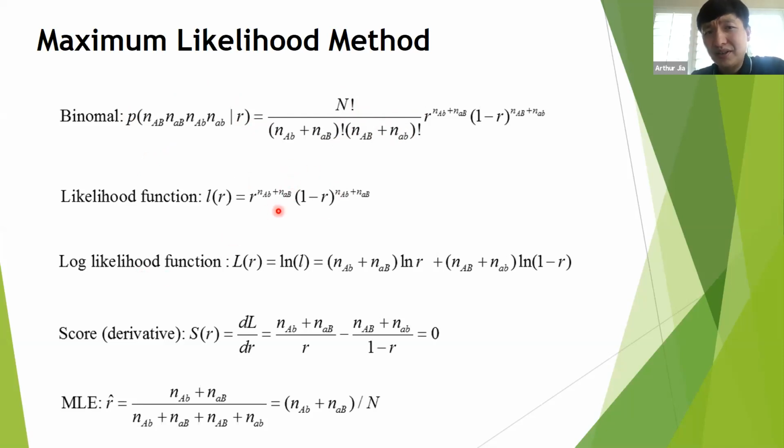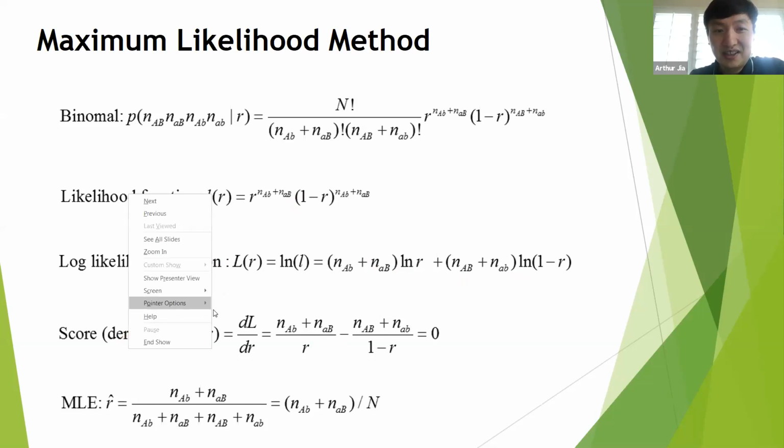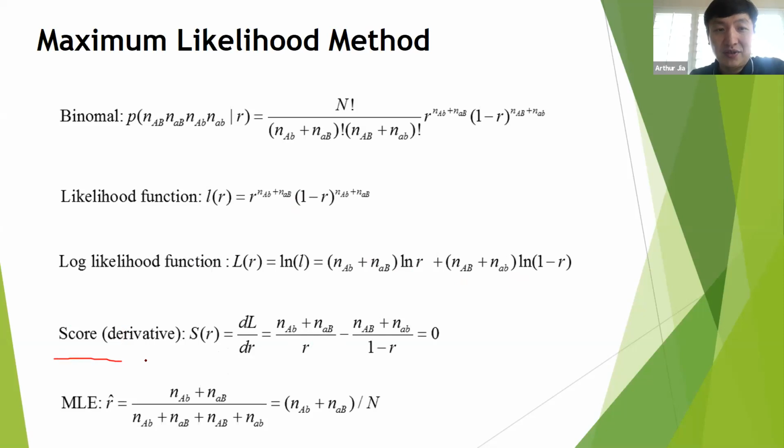And because this equation involves the power calculation, it's not easy for us to do the first derivative. Then we use the log likelihood, which transforms this multiplication into the sum of these things. So this is easy for us to do the first derivative. So from here to here, we get the first derivative and set this equal to 0. Why is that? Can anyone tell me why we do this?